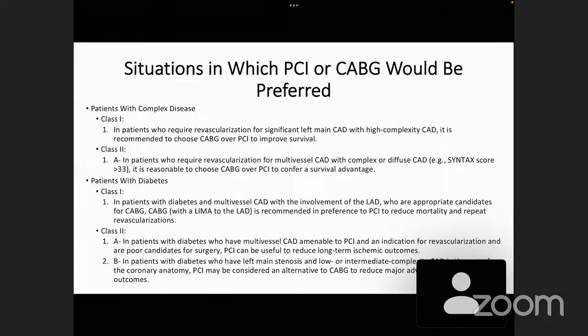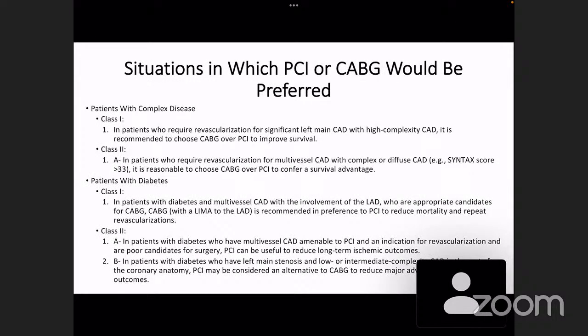Situation in which PCI or CABG would be preferred. Patient with complex disease, class 1 indication: in patients who require revascularization for significant left main coronary artery disease with high complexity, it is recommended to choose CABG over PCI to improve survival. Class 2 indication: in patients who require revascularization for multivessel disease with complex or diffuse coronary artery disease, for example, SYNTAX score more than 33, it is reasonable to choose CABG over PCI to confer a survival advantage.